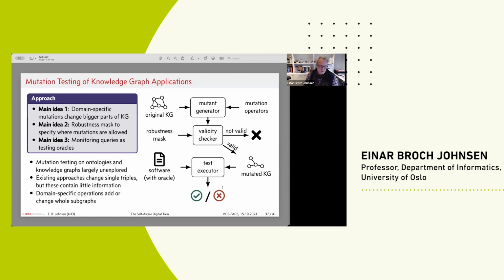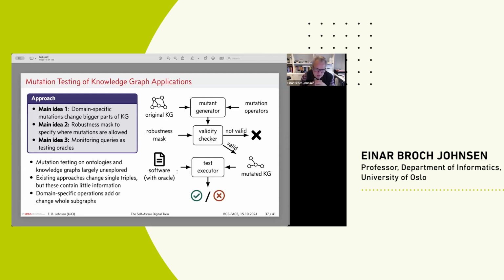So what we are doing is that we are mutating larger subgraphs. So we have the domain-specific mutations that change bigger parts of the knowledge graph. So here we have the original knowledge graph. Here we have a mutant generator. And then we get the possible new knowledge graph. And there will be a lot of nonsense knowledge graphs here. So what we do is that we added what we call a robustness mask. And we want to check that the candidate mutant is compliant with this robustness mask. And if it's not compliant, we reject it, and otherwise we actually test it.